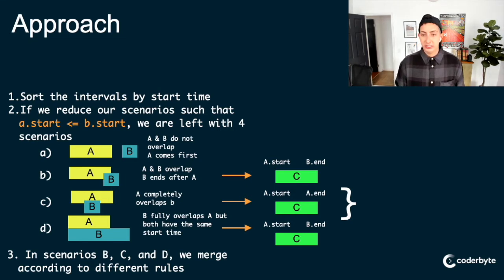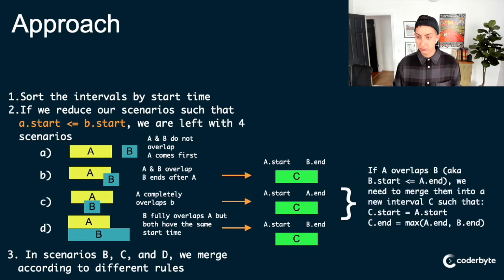We always are going to take the larger end, simply between the A end and the B end. We're just always going to take the larger one, and we're always going to take the start of A. And that's our whole rule.